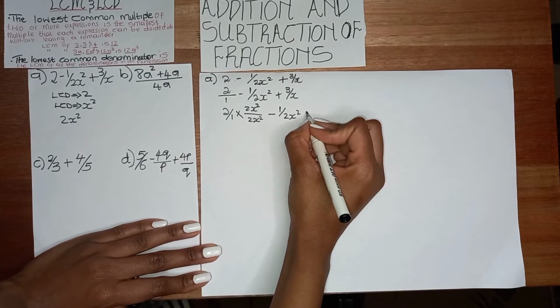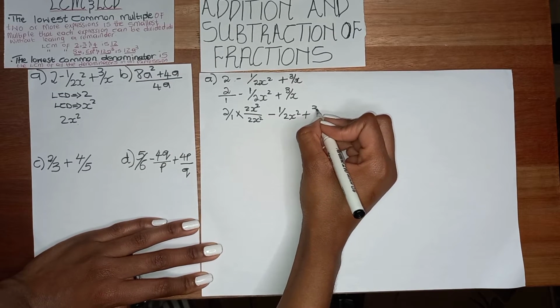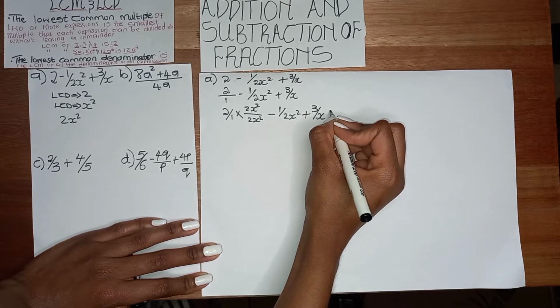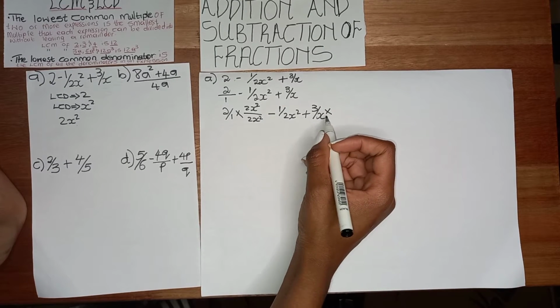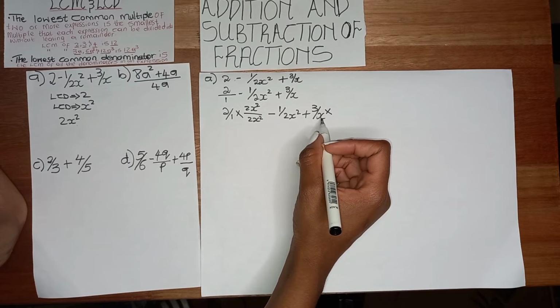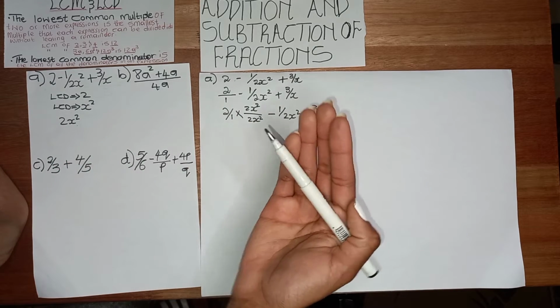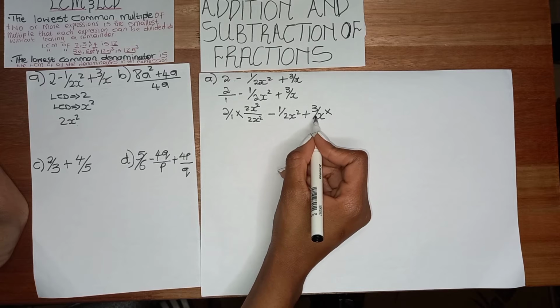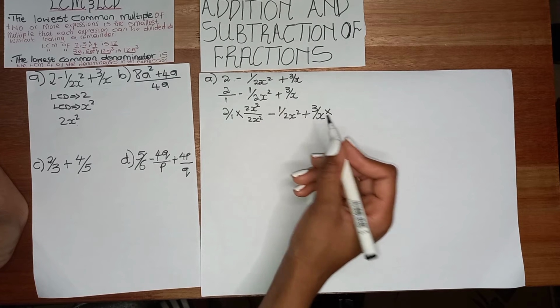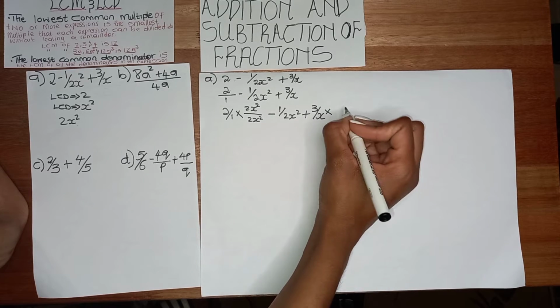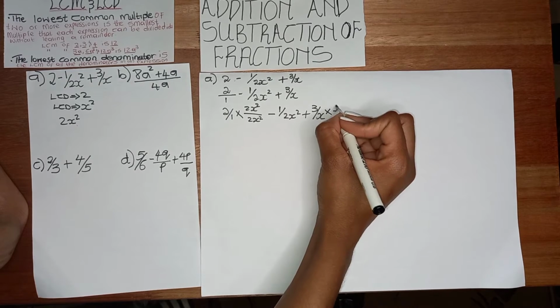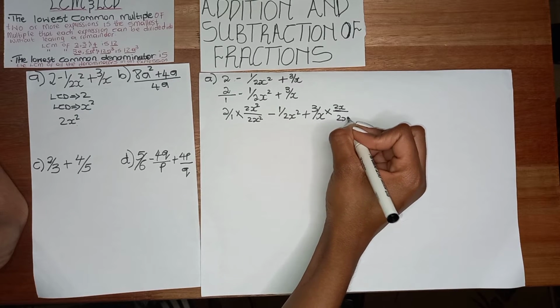So let's move on to the last fraction, 3 over x. As you can see here, we only have one x, meaning that we have to multiply with another x so that it can give us exponent 2. And we also have to multiply with 2 because we don't have the number 2 in the denominator. So it means that we have to multiply with 2x.